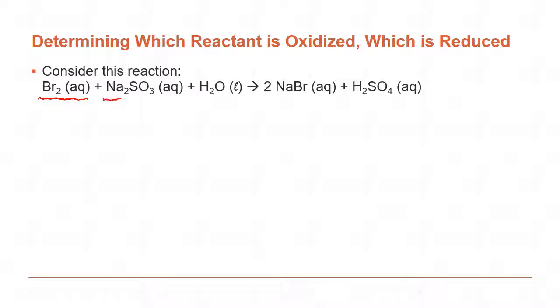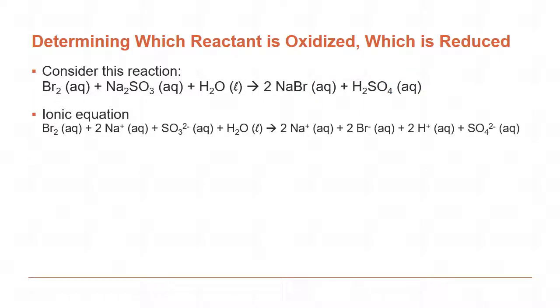Sodium sulfite is an ionic compound, so that will separate. H2O participates as a pure liquid, so no ions would form there. On the product side, sodium bromide is an ionic compound. It's dissolved. It's an aqueous solution. Sulfuric acid will form ions as well, and that's aqueous, so that one we would separate. So let's go ahead and write the total ionic equation.